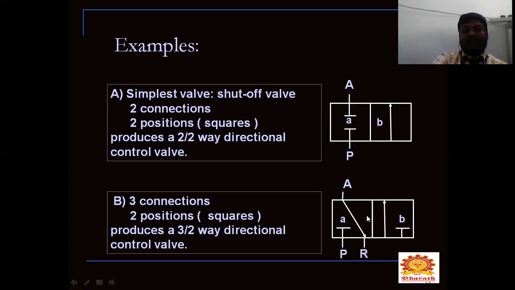And this is a 3 by 2. Here you have two positions and three ports: 1, 2 and 3. That is 3 ways and 2 positions, otherwise called 3 ports and 2 positions.